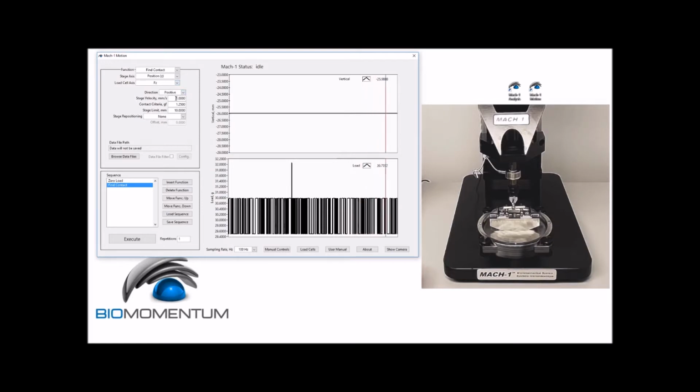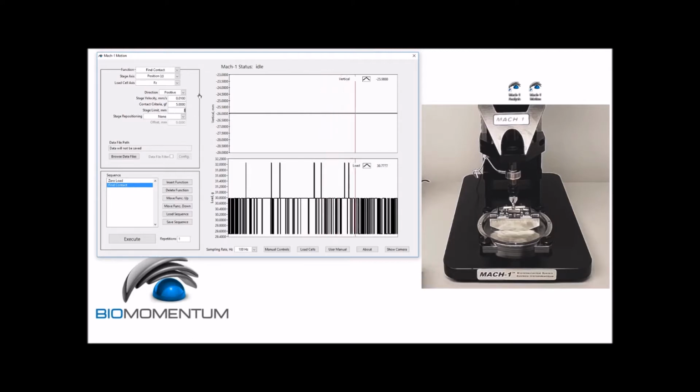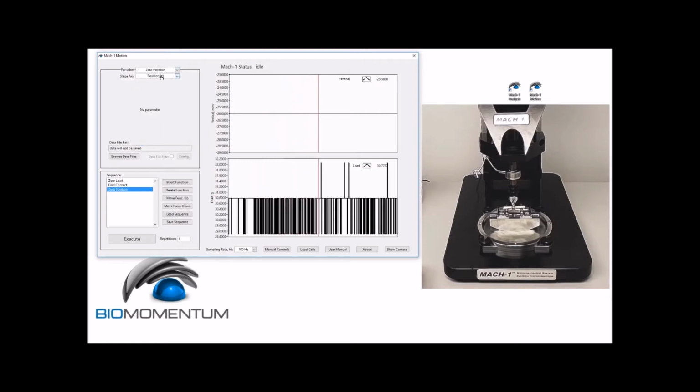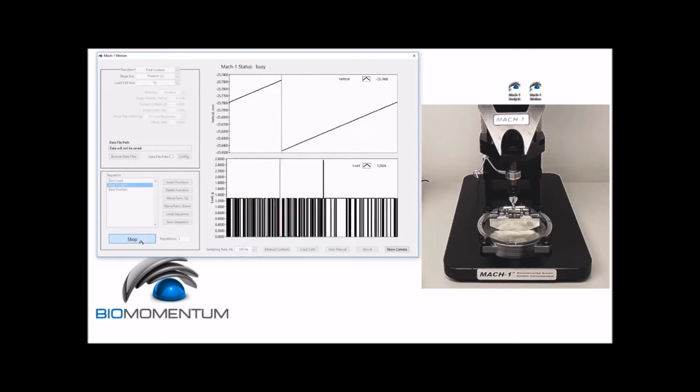This test will be performed in the positive direction at a velocity of 0.01 mm per second with a contact criteria of 5 gram force and stage limit of 3 mm with stage repositioning of 2 times the load cell resolution. Then we will insert a zero position function with position Z as the stage axis parameter. We can now execute the test.